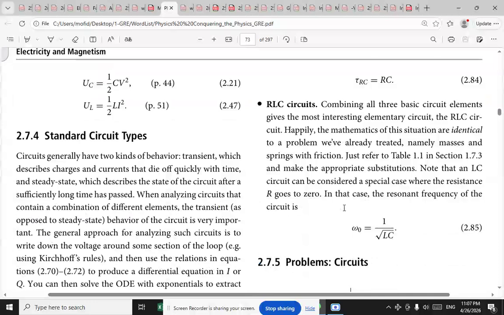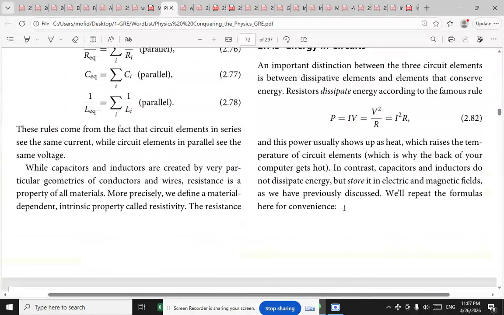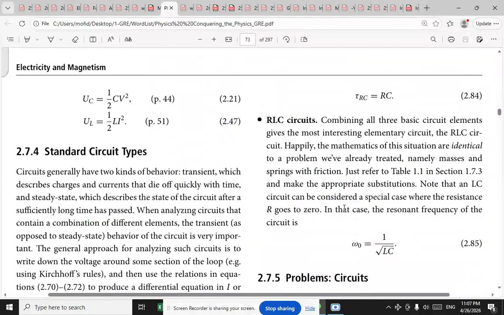So the energy stored in a capacitor, U_C, is equal to 1 divided by 2 times C times V squared, and for an inductor we have U_L is equal to 1 divided by 2 times L times I squared.